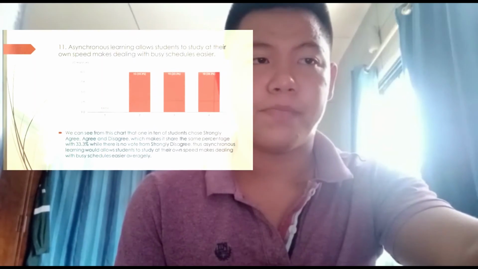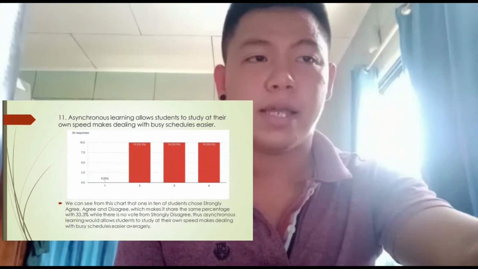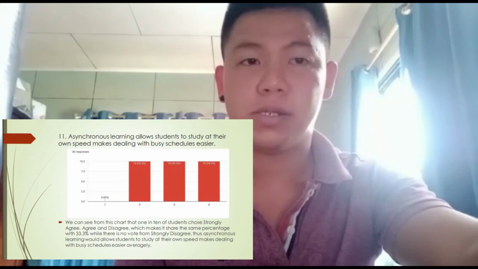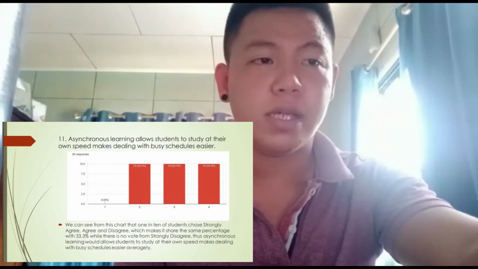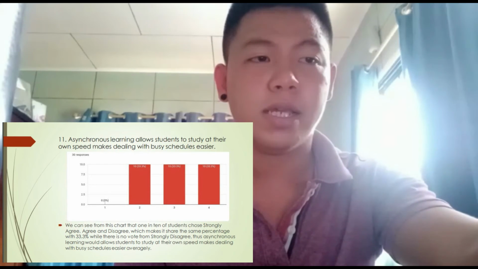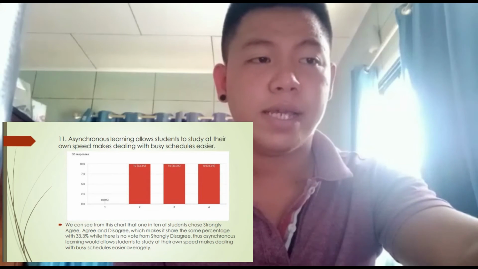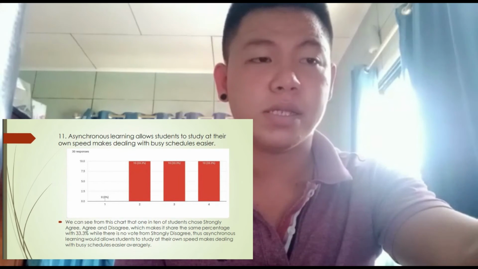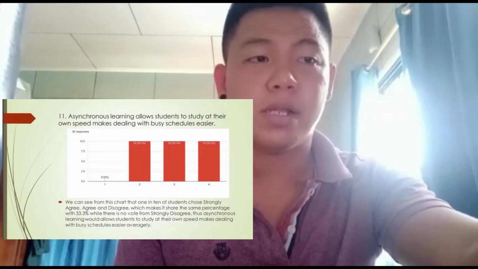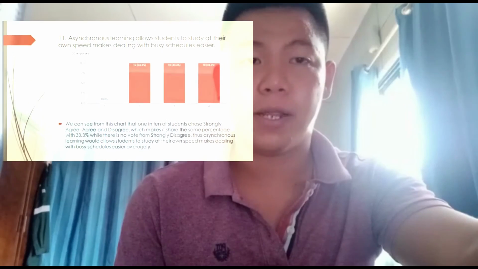Number 11. Synchronous learning allows students to study at their own speed and makes dealing with busy schedules easy. We can see from this chart that 1 in 10 students choose strongly agree and disagree, which makes them share the same percentage of 33.3%, while there is no vote for strongly disagree.